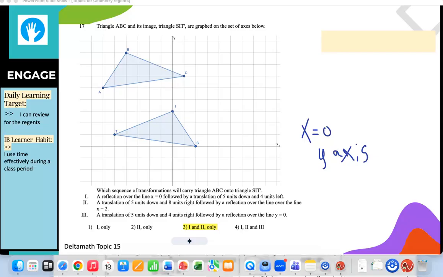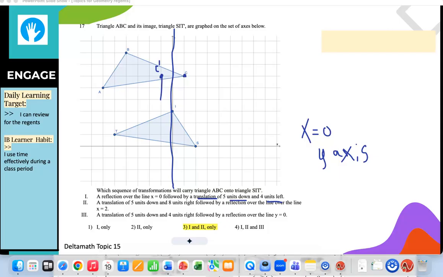So if you reflect ABC over the y-axis, and then translate it 5 units down and 4 units left, let's actually do that one point at a time. Let's do C. If you reflect C over the y-axis, if you count 1, it's going to move over 1 to the left. It's like a mirror image. So this is going to be C prime. And then if you move that 5 units down, 1, 2, 3, 4, 5, and then 4 units to the right. And I'm sorry, I don't think I counted 5.